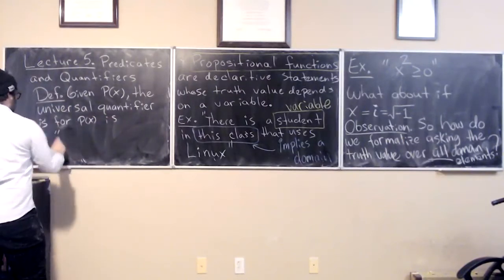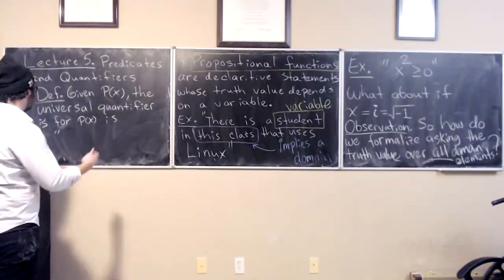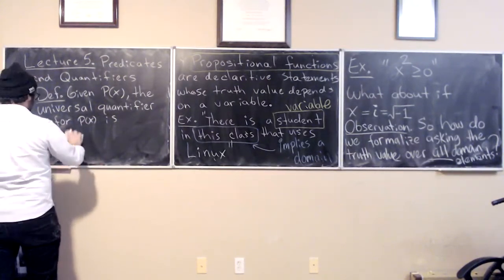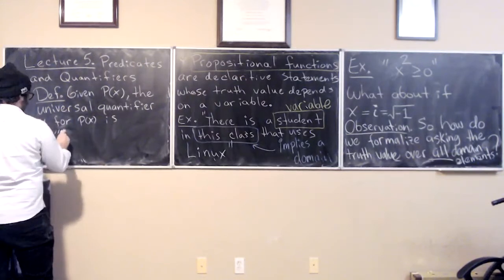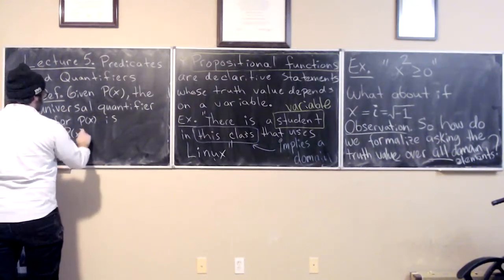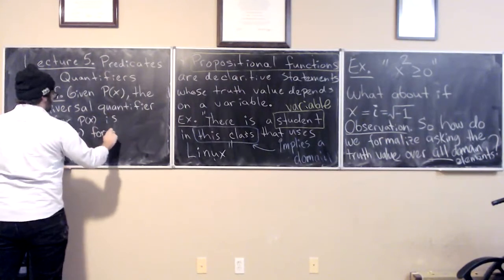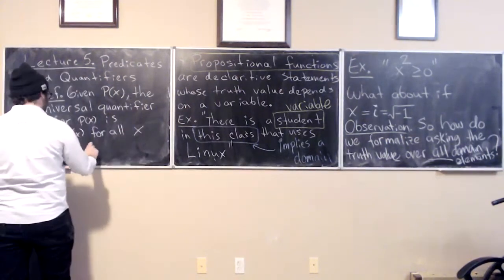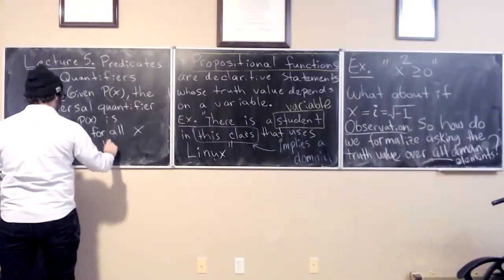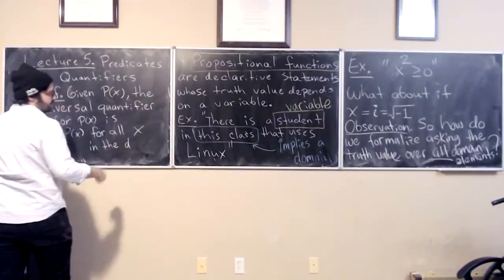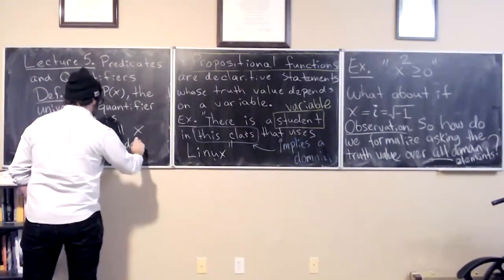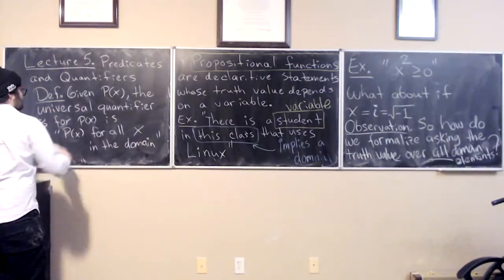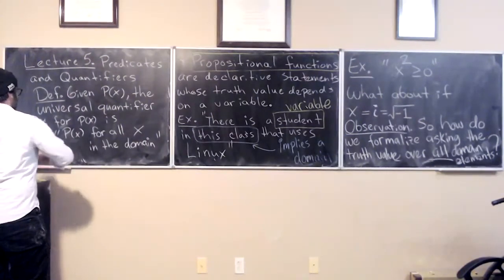is for all, or actually I'll write it in a better way. P of X for all X in the domain. The domain of interest or discourse. So this is the universal quantifier.